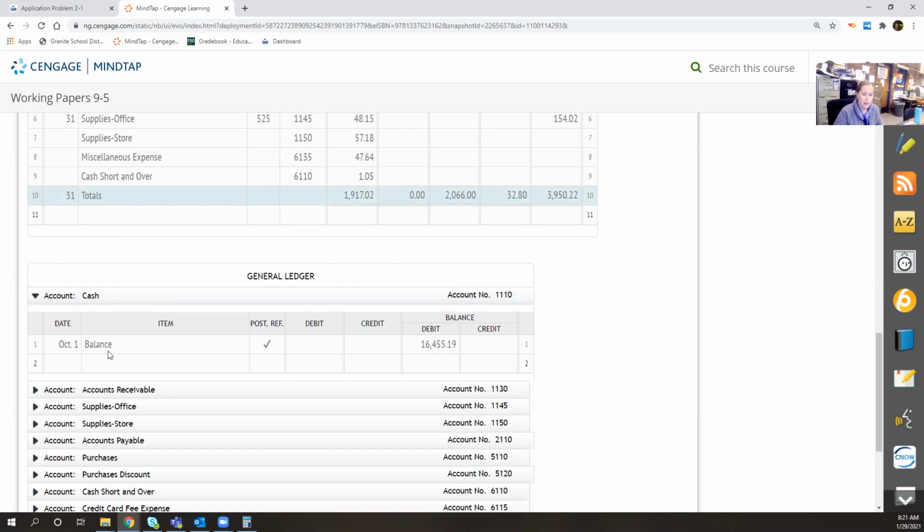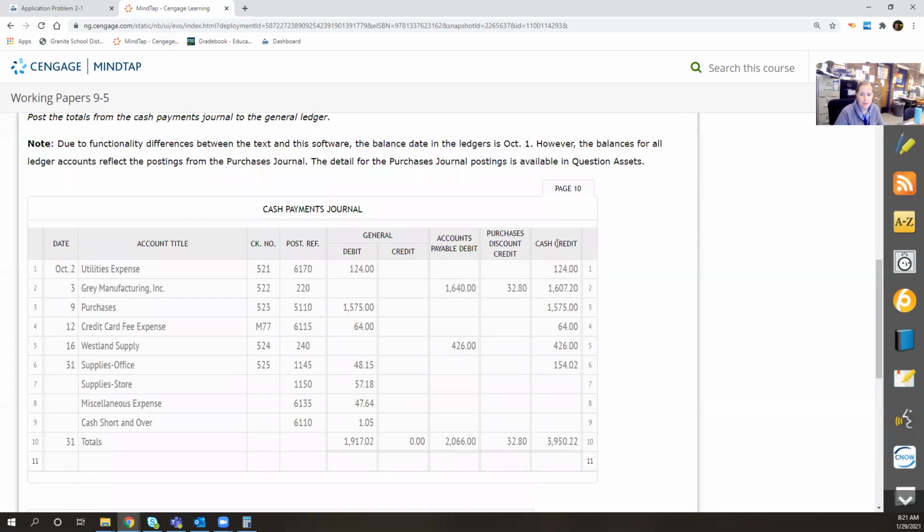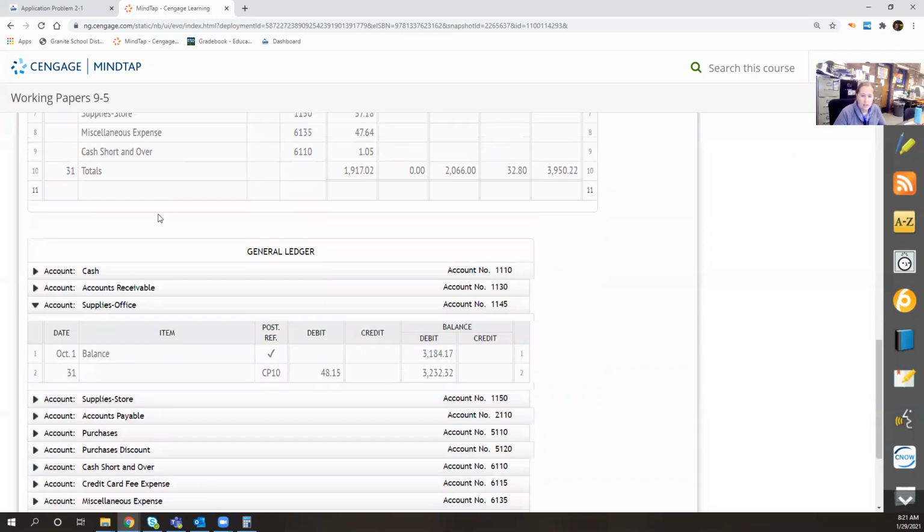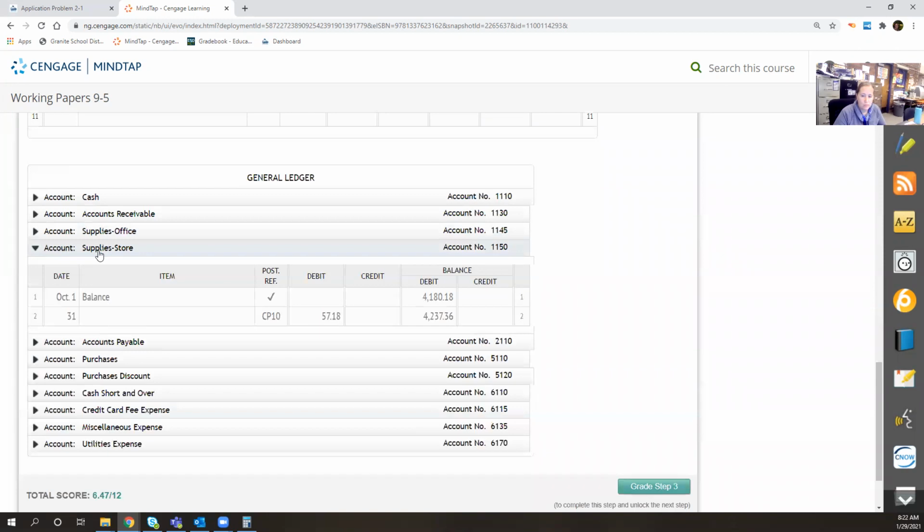We're going to record that down here below. So we're going to go in and we're going to put the 31st, nothing for item. We'll do CP 10. Now we're going to take this $3,950 and we're going to put that in our credit because that's how much our cash is credited. Okay, so $3,950 and 22 cents. So we have a debit and a credit, so we subtract those two to make it $12,504.97.